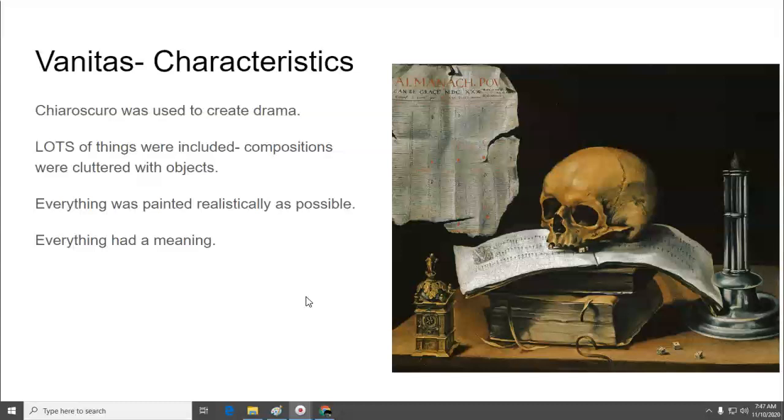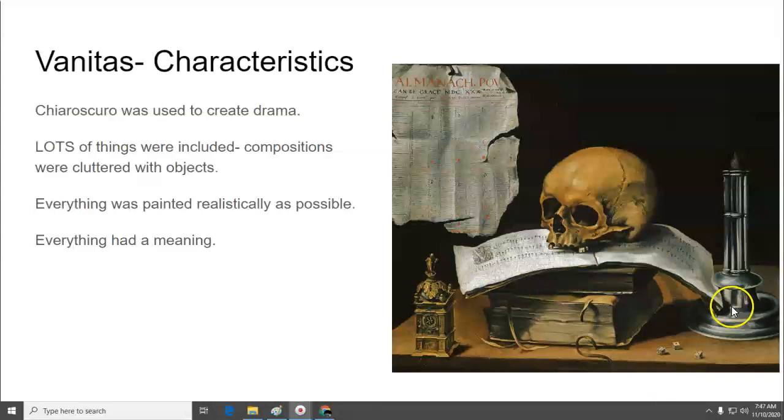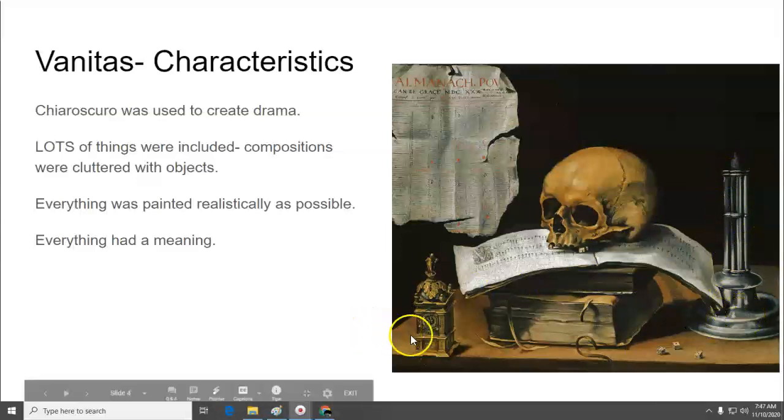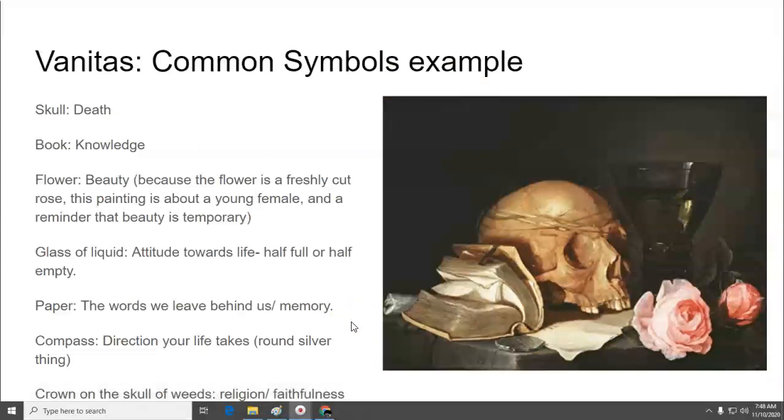And again, in here you see some of the common symbols. There's a skull, there's sheet music, there's books, there's the candle, there's the little bell tower that has a clock on it, there's a newspaper, there's some dice, okay? Some of these things would represent good things, some might represent bad things. So we're going to look at some of the common symbols.